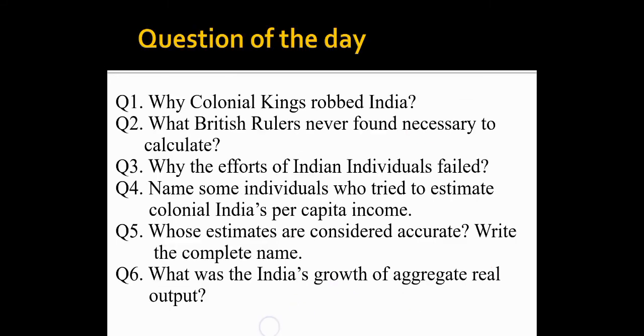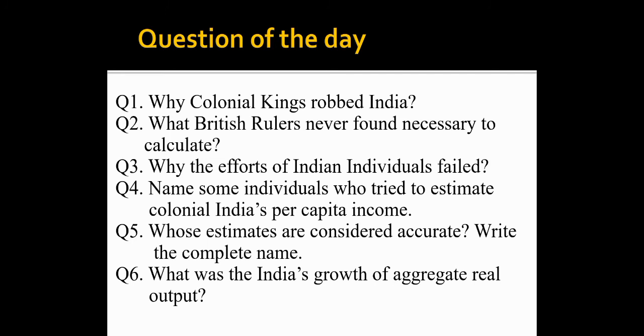We are at the end of this video and we have some important questions of the day. The first is: why did colonial kings rob India? You have to tell what was the reason behind it, or what particular focus the colonial kings had in robbing India. Second question: what did British rulers never find necessary to calculate? What were they never interested in calculating? Then: why did the efforts of Indian individuals fail, although they tried their best to calculate the national income or India's income?